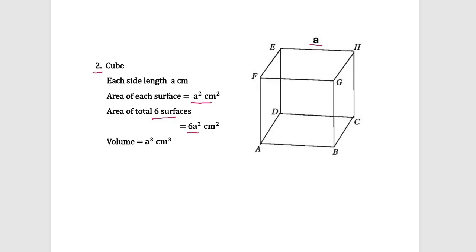Again, the volume of the cube can be found with the formula base length times width times height, or A times A times A, or A cube centimeter cube. Since the length, width and height are all equal to A centimeter, if we multiply length, width and height, we get A cube centimeter cube, which is the volume of the cube.